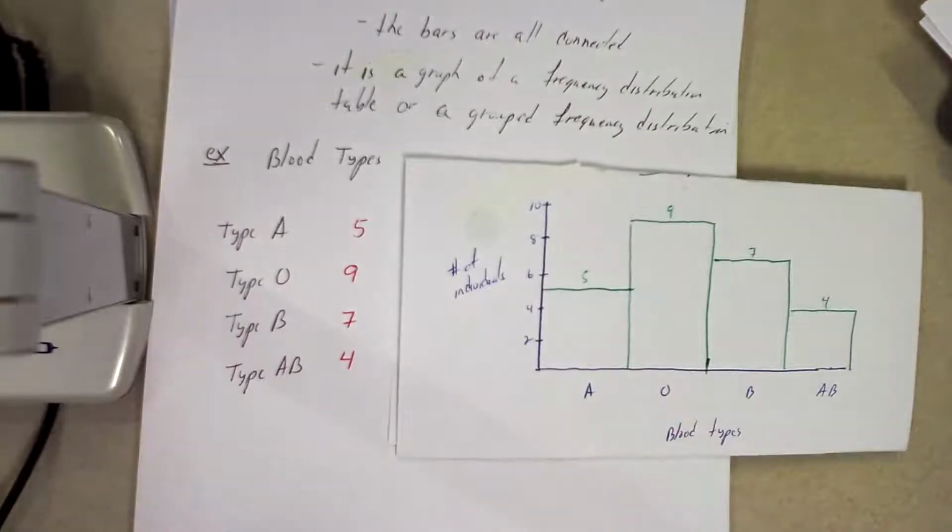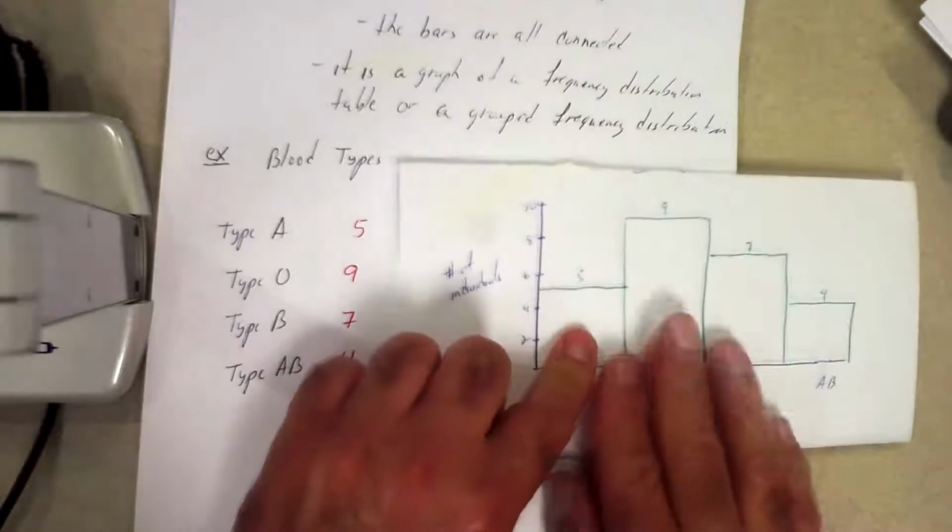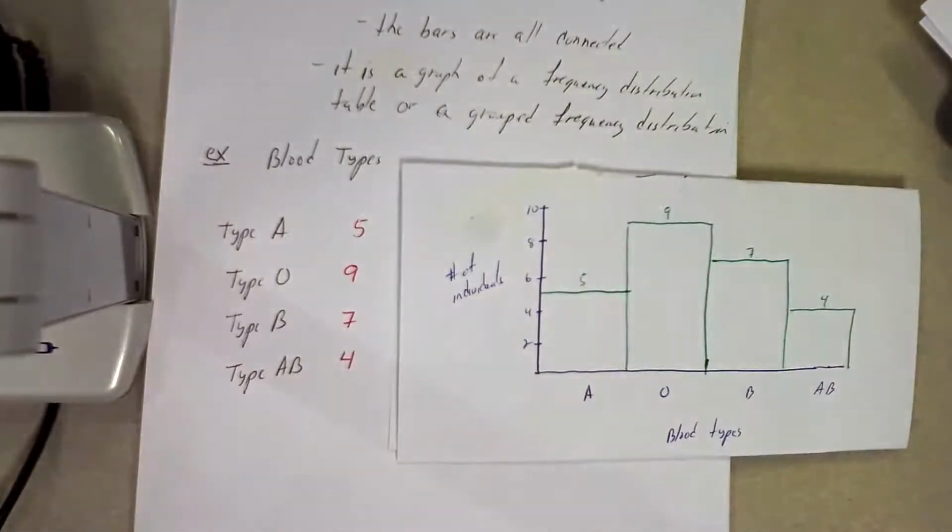Right, so that's how a histogram looks. It's all one, and the bars are all connected. Right, they're all connected.